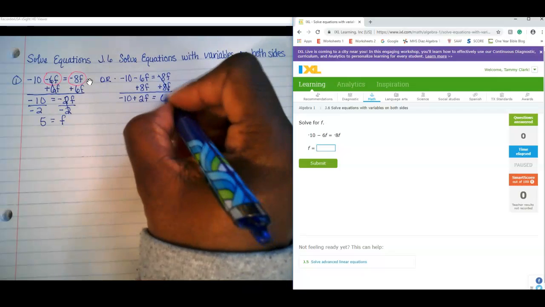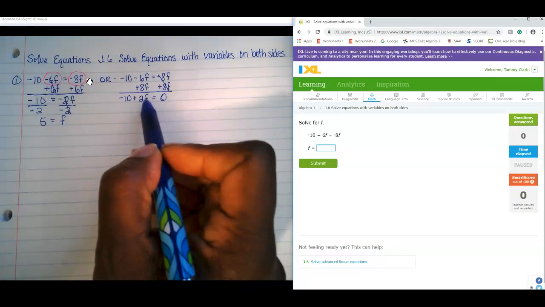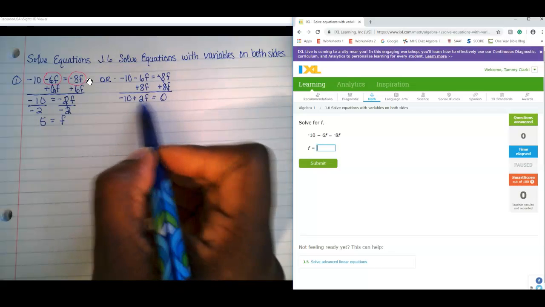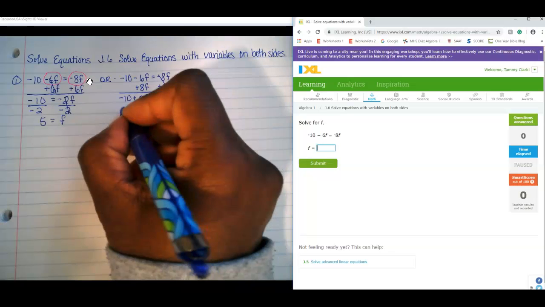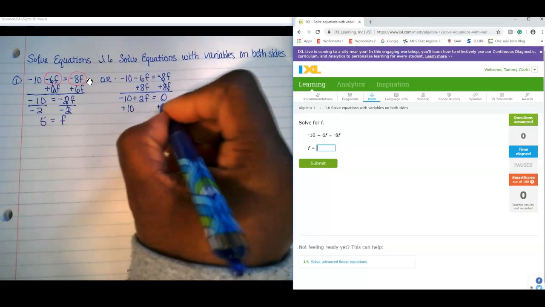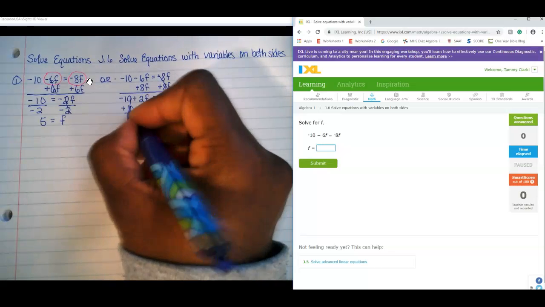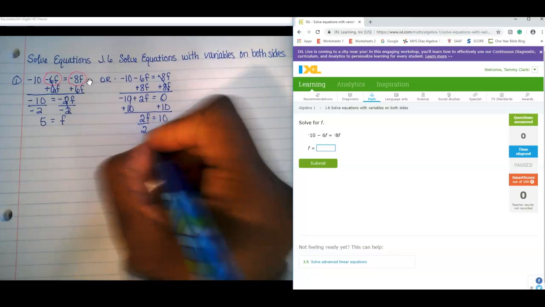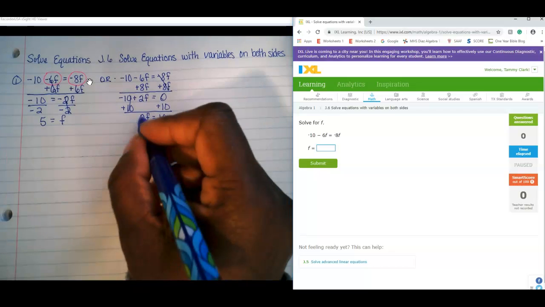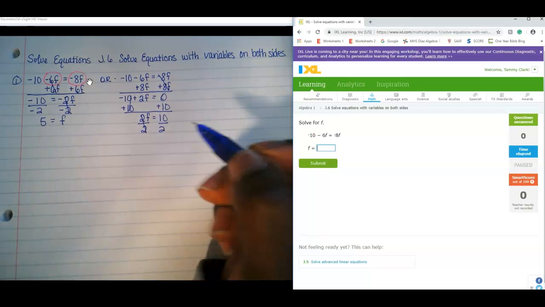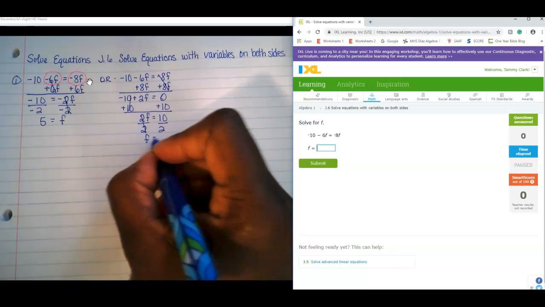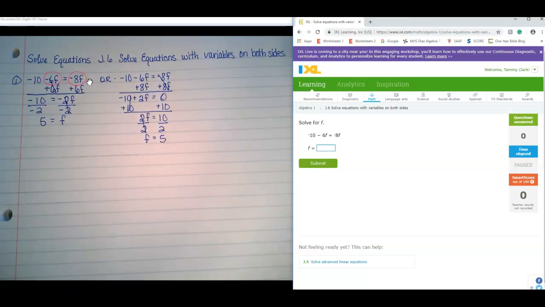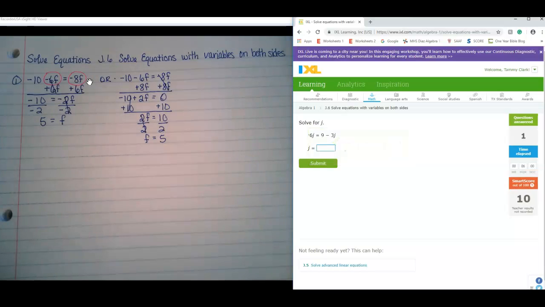But over here I have 0. Well, now that I have 2f, I don't want this numeric term and algebraic term on the same side of the equal sign. I need to move the numeric term. So I'm going to add 10 to both sides of the equation, and I'm left with 2f is equal to positive 10, and I still divide by 2 on both sides of the equation. 2f divided by 2 leaves me positive 1f, and 10 divided by 2 leaves me 5. So either way is fine.